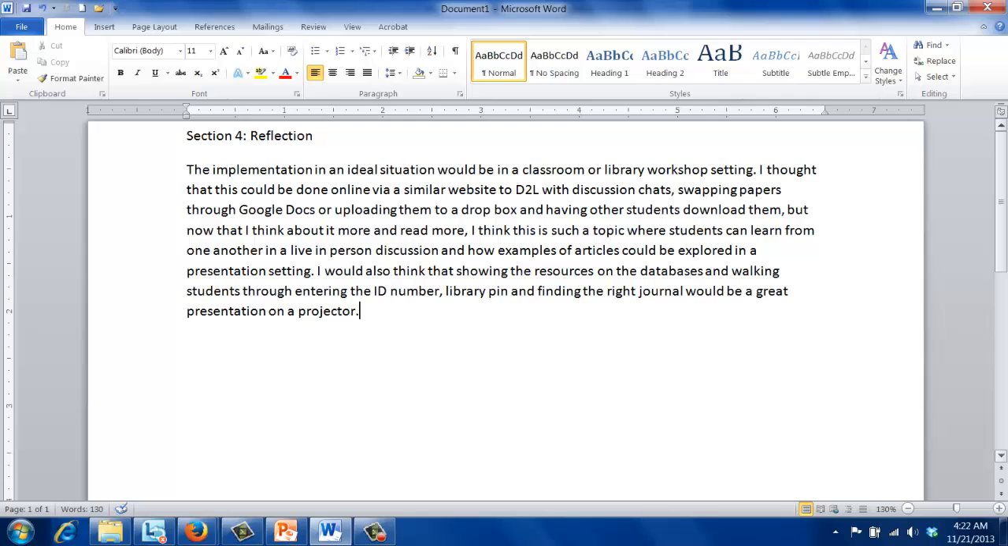But now that I think about it more and read more, I think this is such a topic where students can learn from one another in a live, in-person discussion, and how examples of articles can be explored in a presentation setting. I would also think that showing the resources on databases and walking students through entering their ID number, library PIN, and finding the right journal would be a great presentation on a projector.